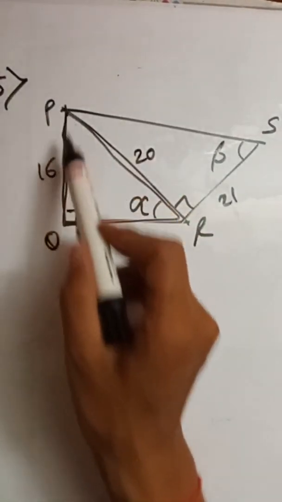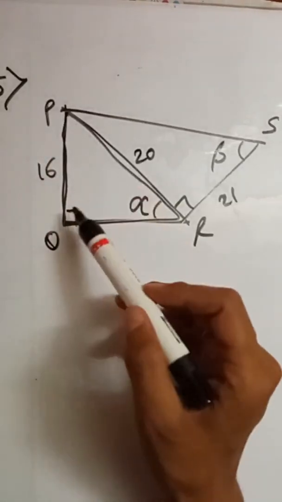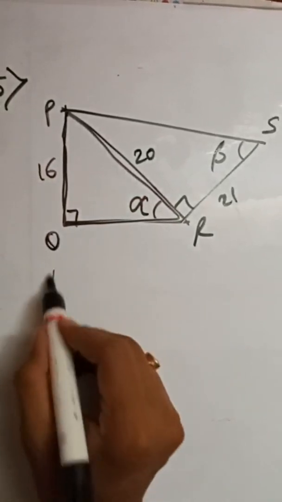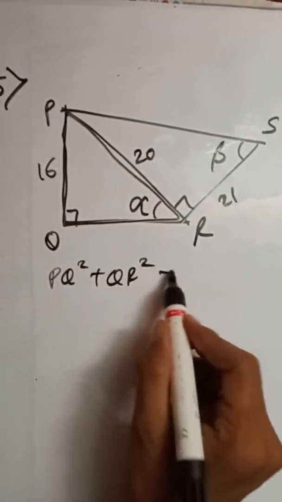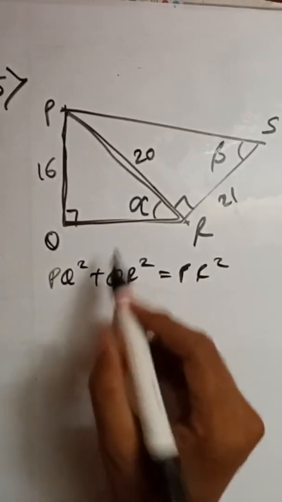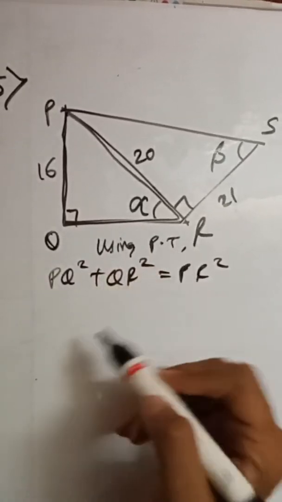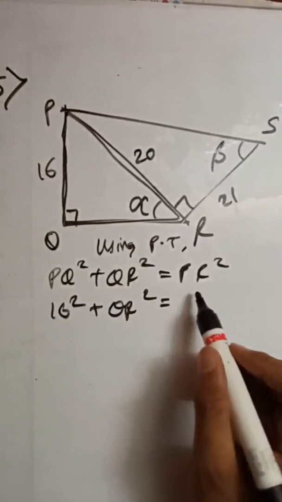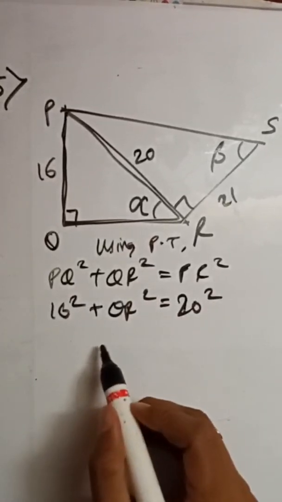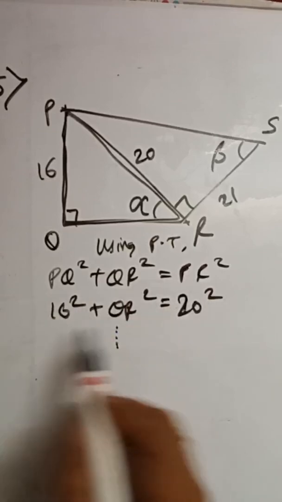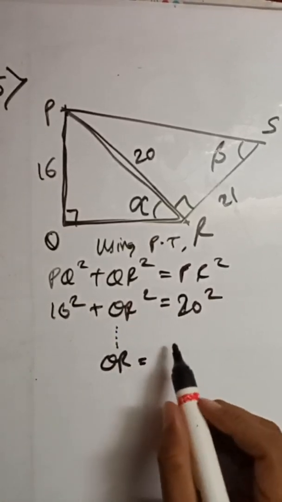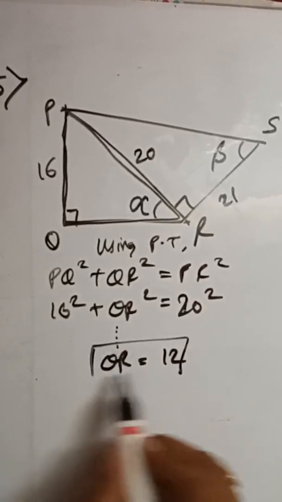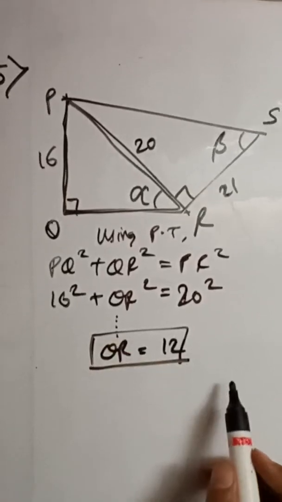In this triangle, PQ is 16, PR is 20. See, PR is the hypotenuse, the side opposite to 90. So I can find QR using Pythagoras theorem. You always have to write using Pythagoras theorem. So this is 16 square, I don't know the value of QR, this is 20 square. Now I want you to do this calculation on your own. You will get QR as 12.